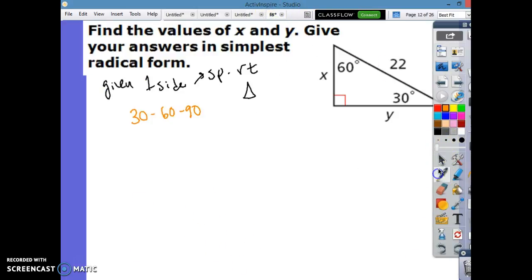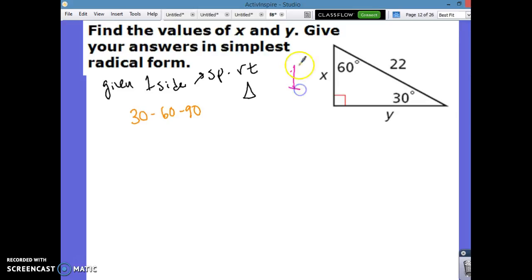I like to start with the shortest side first. Across from the 30 will always be 1. Across from the 60 is always the square root of 3. And across from the right angle, which is our hypotenuse, is always going to be 2, like so. For any 30, 60, 90 triangle, this will be the case.